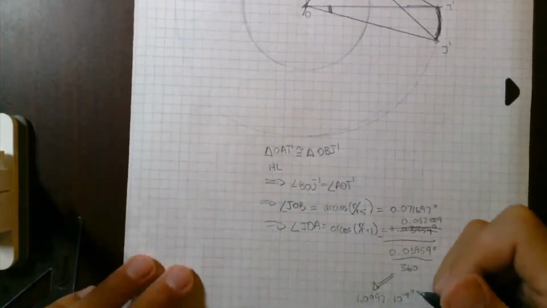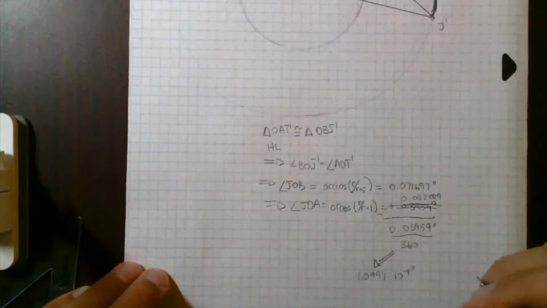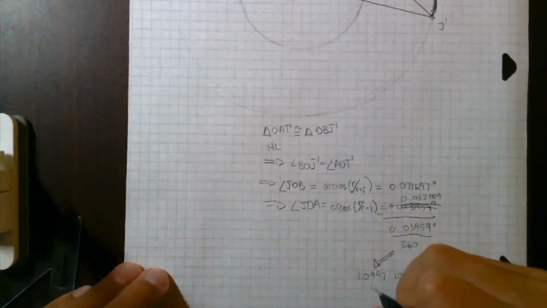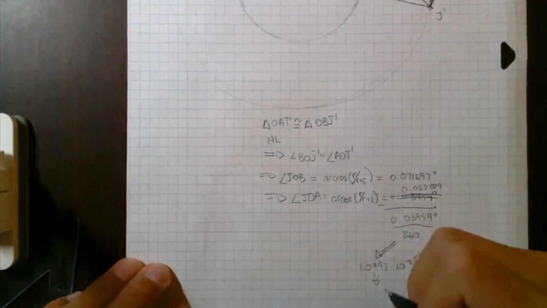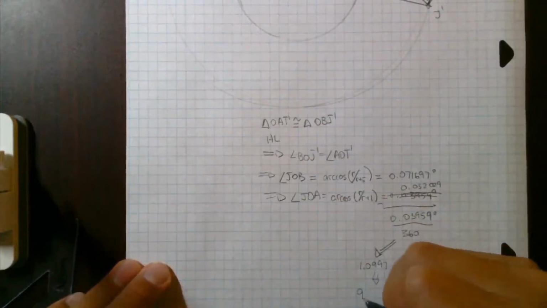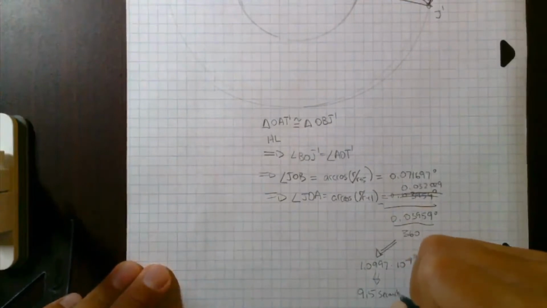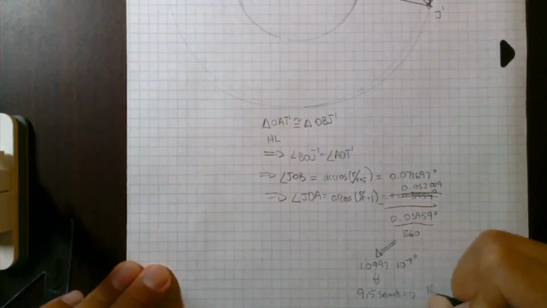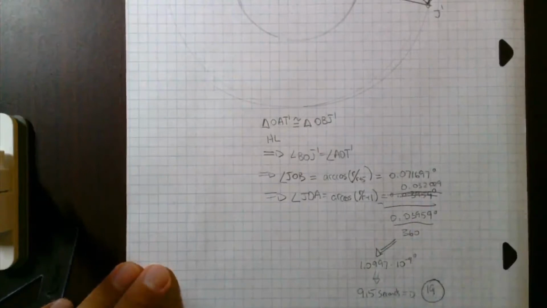And then since there are 86,400 seconds in a day, multiplying this by 86,400 yields 9.5 seconds. And then we obviously still need to multiply this by 2. So the total difference is 19 seconds.